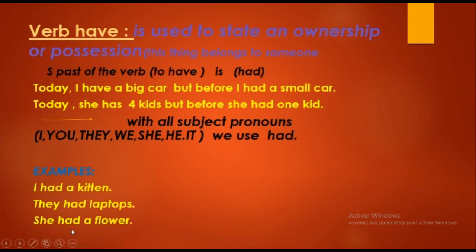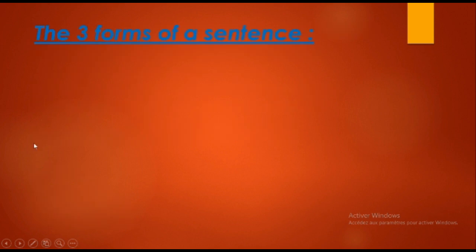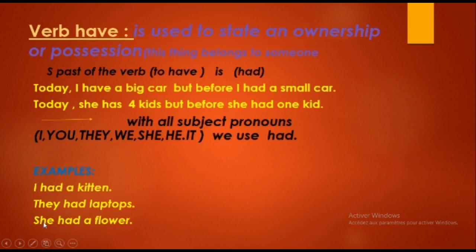Now let's move. Yes, she had a flower. Let's conjugate the same sentence with all subject pronouns. Okay, let's start with I. Yes, I had a flower. You had a flower. They had a flower. We had a flower. She had a flower. He had a flower and it had a flower.